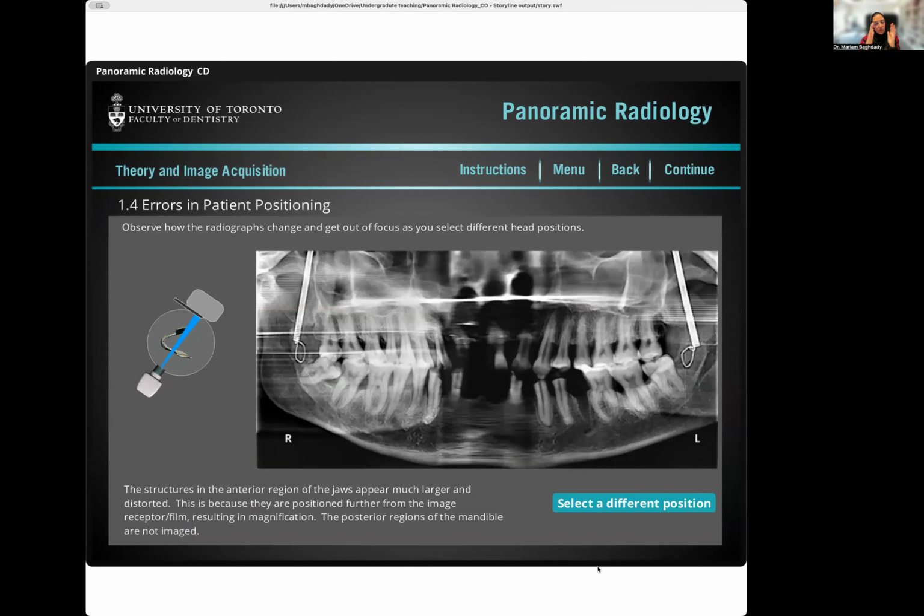Remember, when we go further away, we're going to cause magnification, exactly like a shadow. So we get magnification of everything, and your condyles are going to be sort of kicked out of the field of view. By the way, you can read down here later on if you want, because there's another part that I want you to look at. The structures in the anterior region appear much larger, distorted. This is because they're positioned further from the image receptor. The posterior region of the mandible is not imaged.